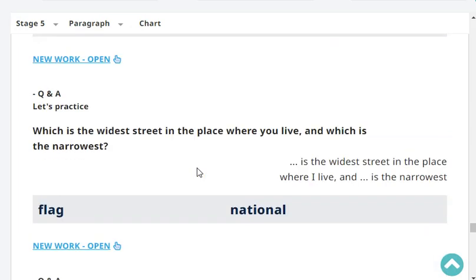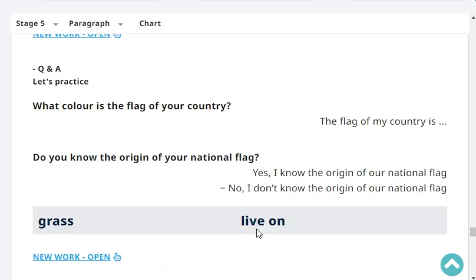Which is the widest street in the place where you live and which is the narrowest? Route 25 is the widest street in the place where I live, and Ekimae-dori is the narrowest. Very good.